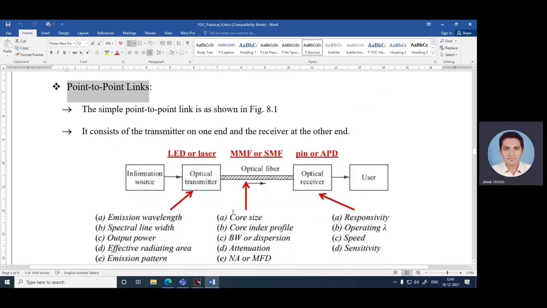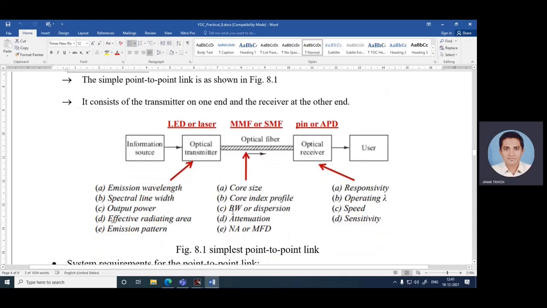The simple point-to-point link is as shown in figure 8.1. It consists of the transmitter on one end and the receiver at the other end: information source, optical transmitter which consists of LED or laser, optical fiber with multimode fiber or single mode fiber, optical receiver which consists of PIN or avalanche photodiode, and user.